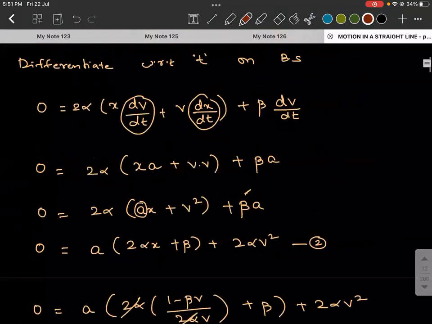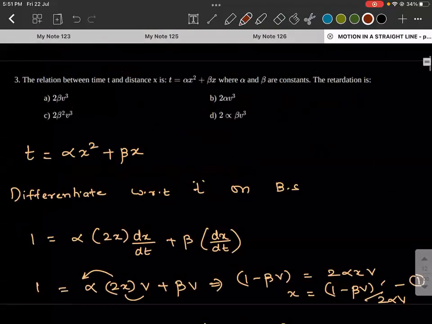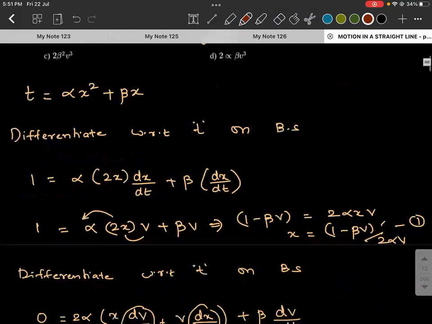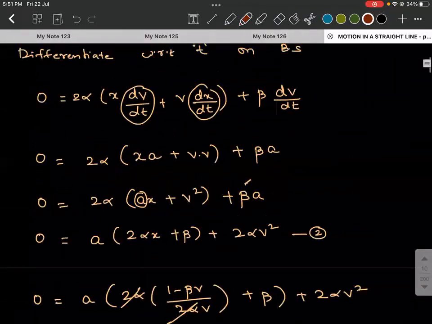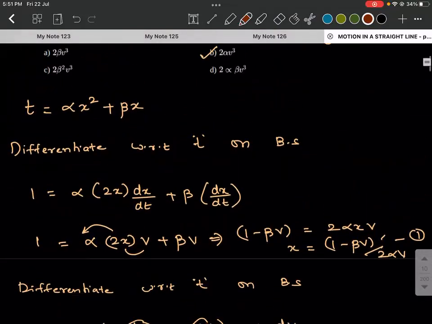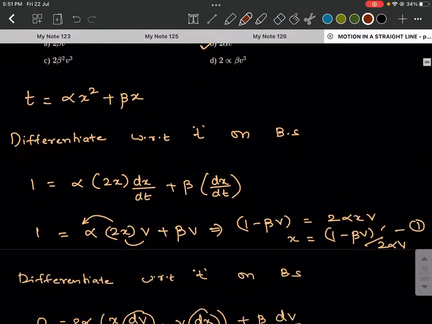Let's check if there is an option. So it is 2 alpha v cube. I didn't have a minus sign because in the question itself they use the word retardation. Retardation is negative acceleration. I hope it's clear. It's a good problem actually. Suggest you want to copy it. If there is any doubt in any step, please reach out.